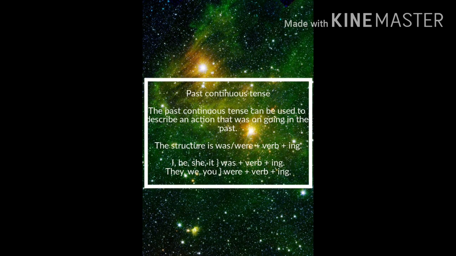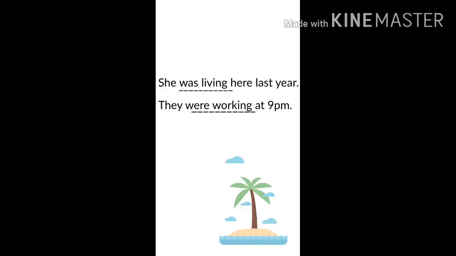Let's see some examples. She was living here last year. Here the subject is she. So we use was and then add verb plus ing. So, in this sentence, the action was happening in the past. Next example, they were working at 9 p.m. Here, the subject is they, which is plural form. So, we use were working. For you, we and they, we use were and then add verb plus ing.